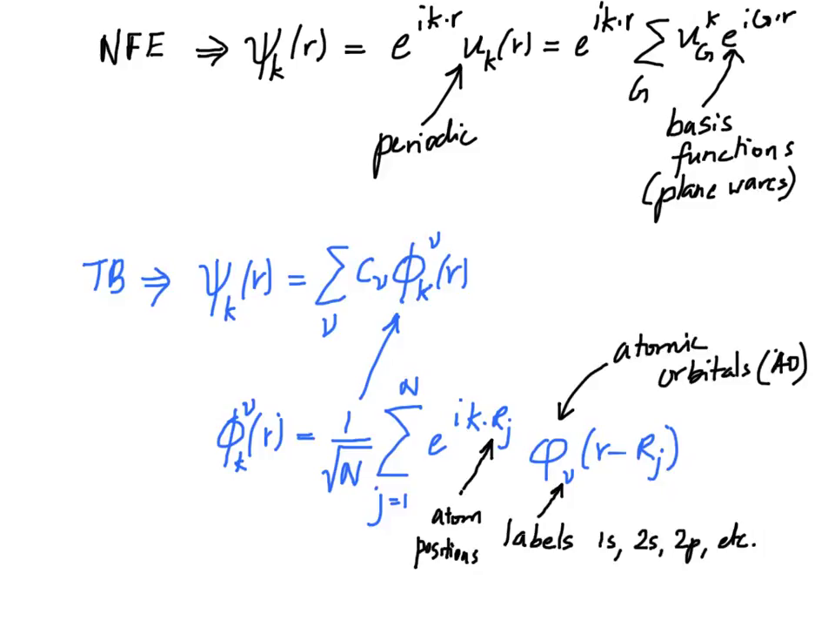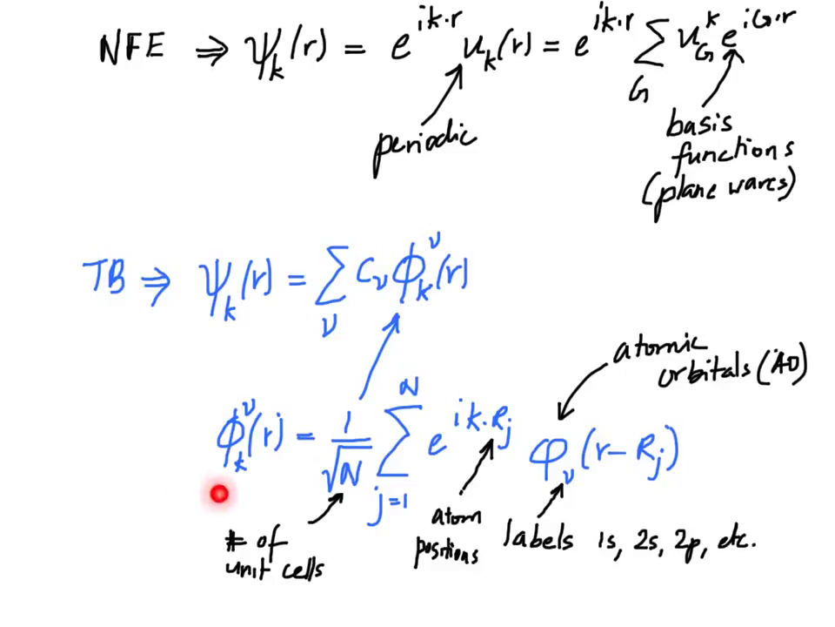Okay, so here are our definitions, right? The small φ are the atomic orbitals, or AOs. The ν labels are atomic orbitals. They could be 1s, 2s, 2p, etc. And R_j are the atom positions. They are actually the unit cell positions, but if you have just one atom per unit cell, let us say, then those become the atom positions. And our capital N is actually the total number of unit cells, where N is of course a very large number, right? So 1 over square root of N is something like a normalization constant, and N is basically the number of unit cells in our system.